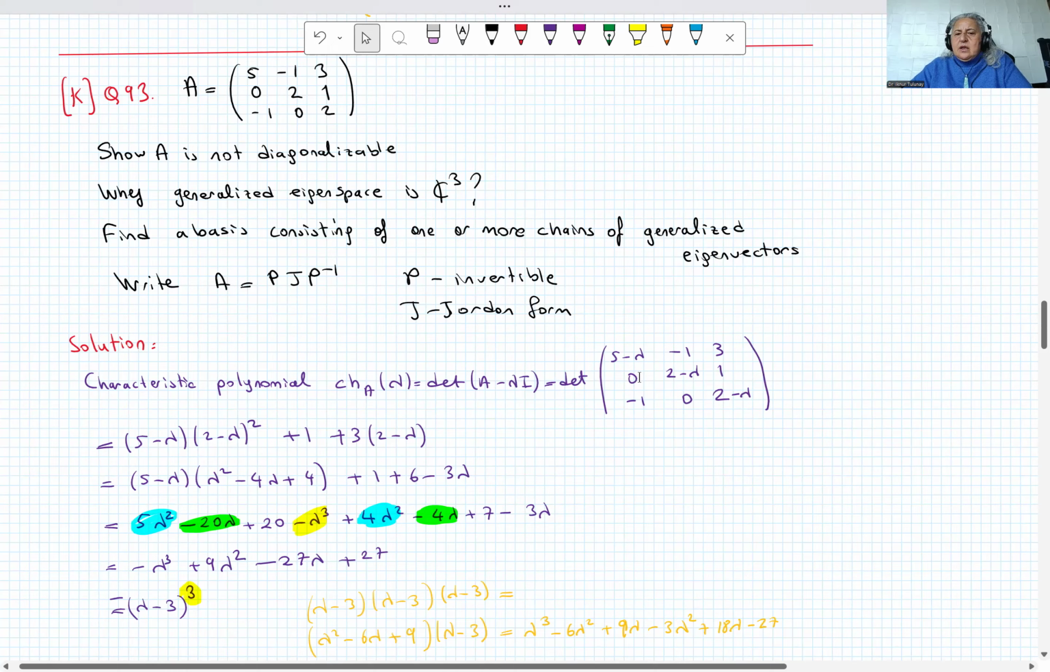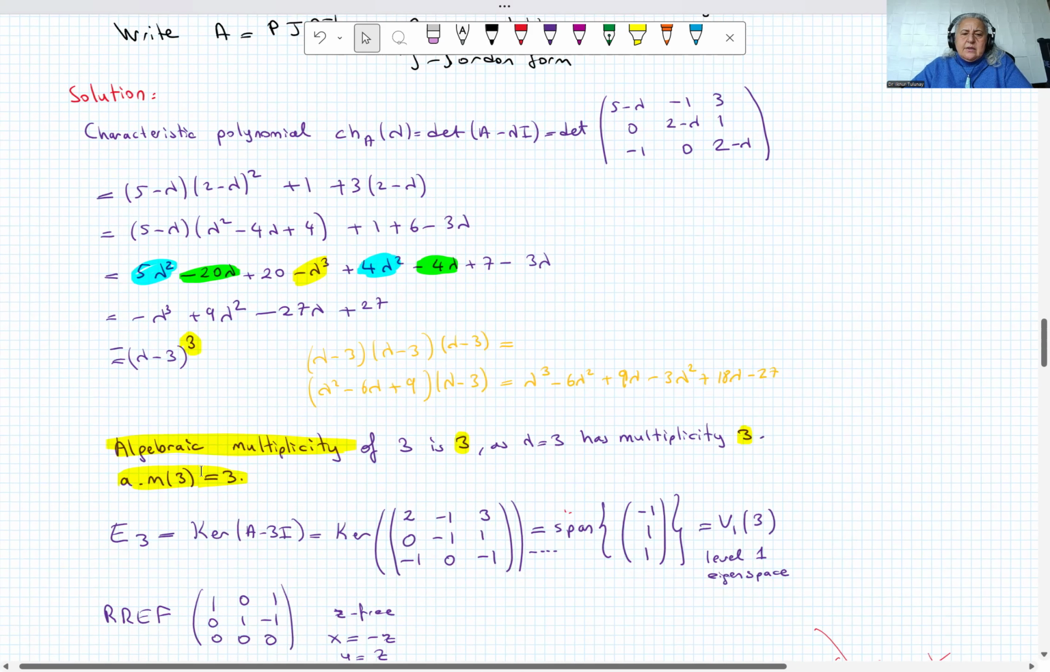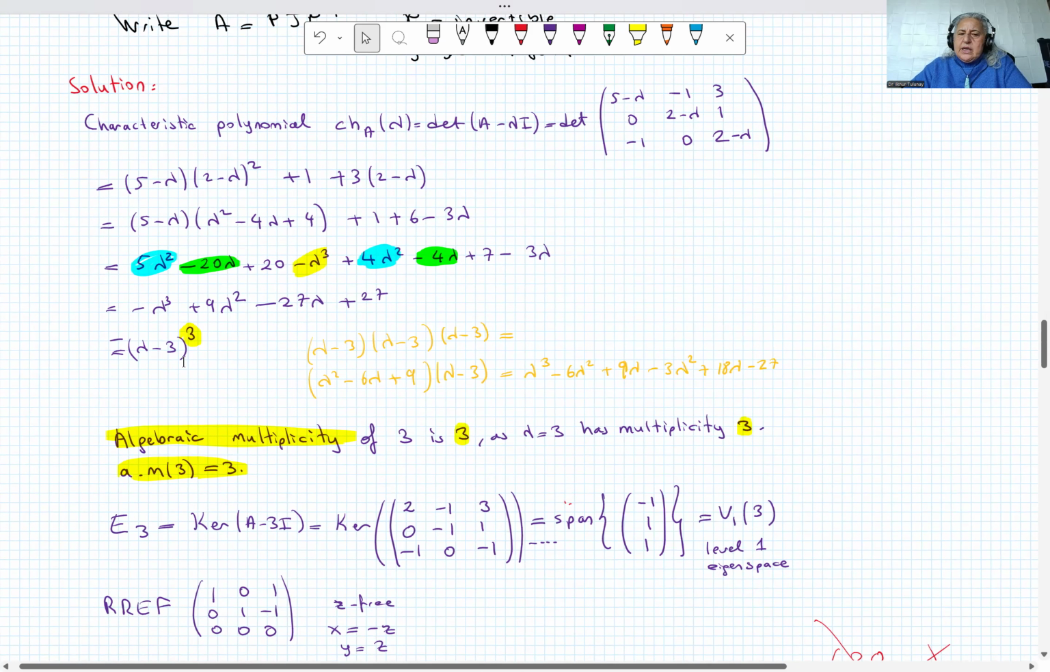So eventually, if you work it out, the determinant of this matrix, you will find that lambda minus 3 to the cube is the characteristic polynomial, which means that lambda equal to 3 is the eigenvalue with algebraic multiplicity 3. So that 3 here is the algebraic multiplicity.